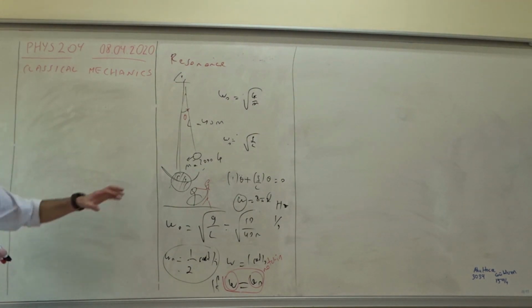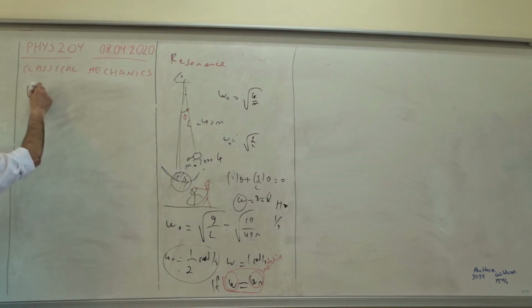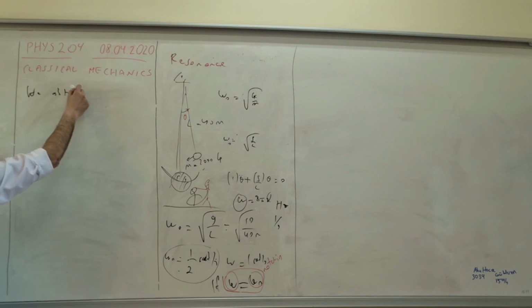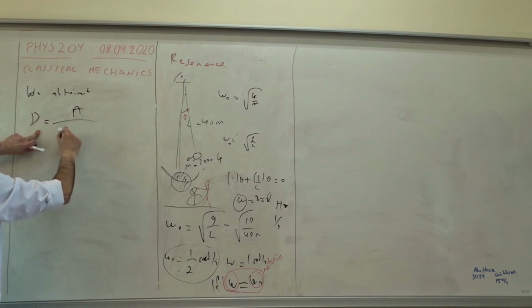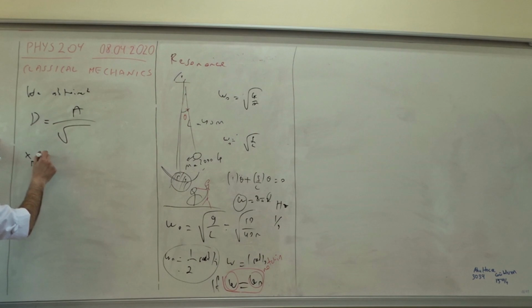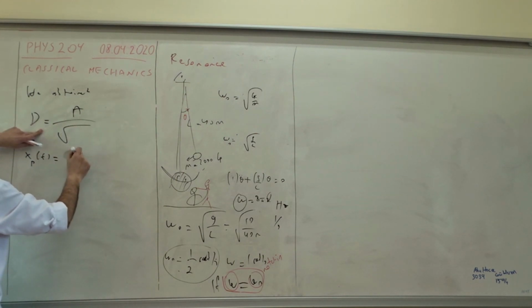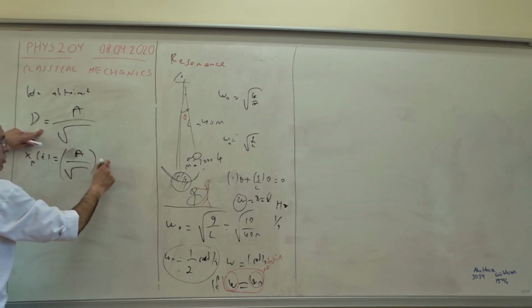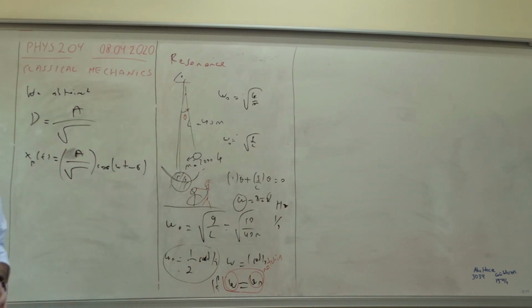All right, what do we want to have now? We obtained D, the amplitude, is A over some root, and of course, X particular of T was this D, which is A over this root, times cosine omega T minus delta, and delta was a tangent inverse of a fraction, etc. Now our purpose is to maximize D.